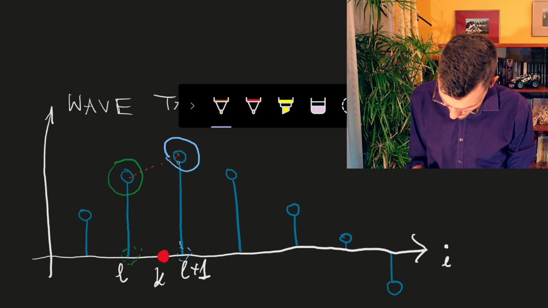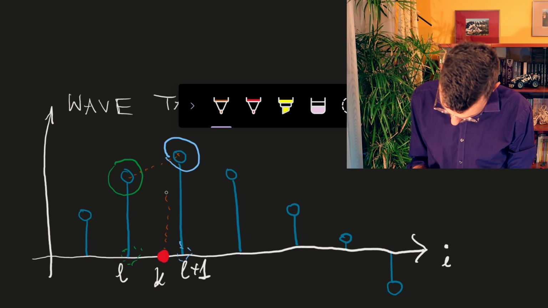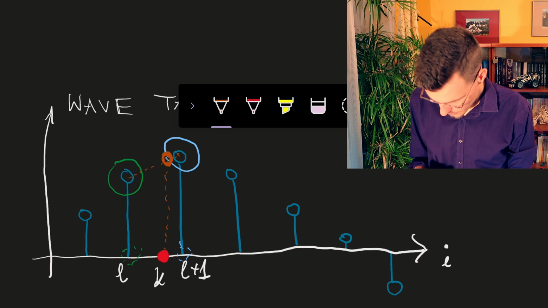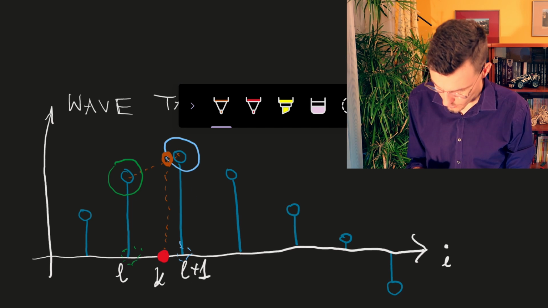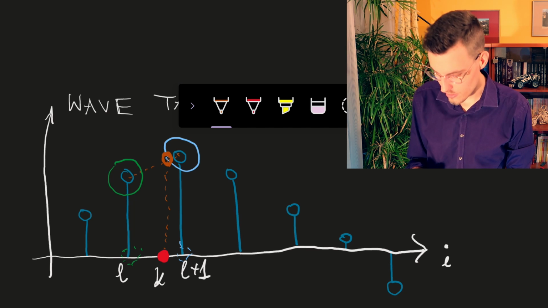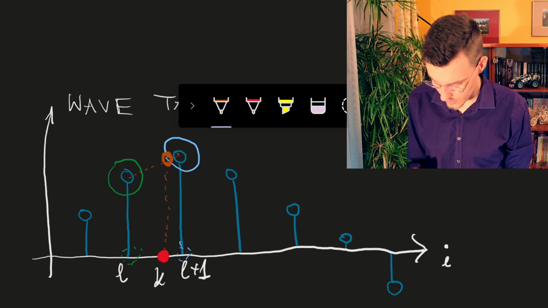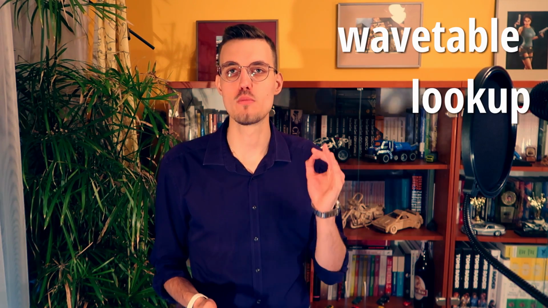So we look at this line, and then we find where this line crosses our K argument. And then we would exactly take this point, which is a weighted sum of the two nearest wavetable values, nearest in the sense of wavetable indices. Each time we read out a value out of the wavetable, it is called a wavetable lookup.